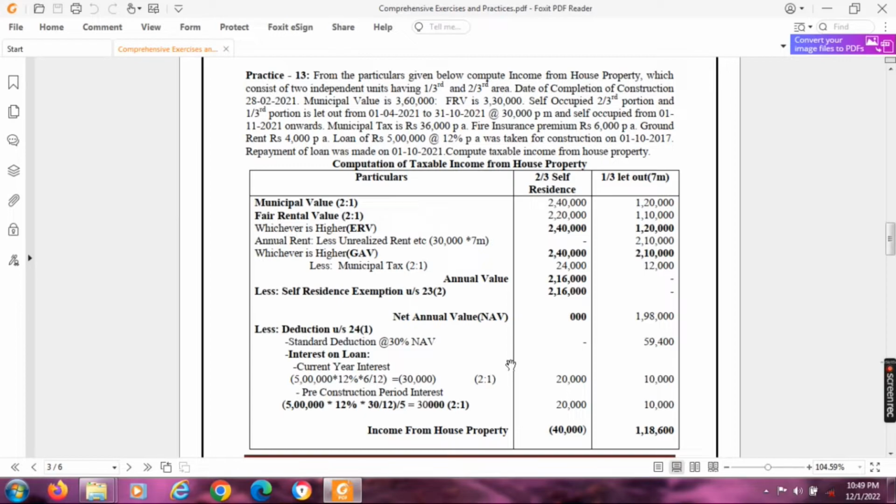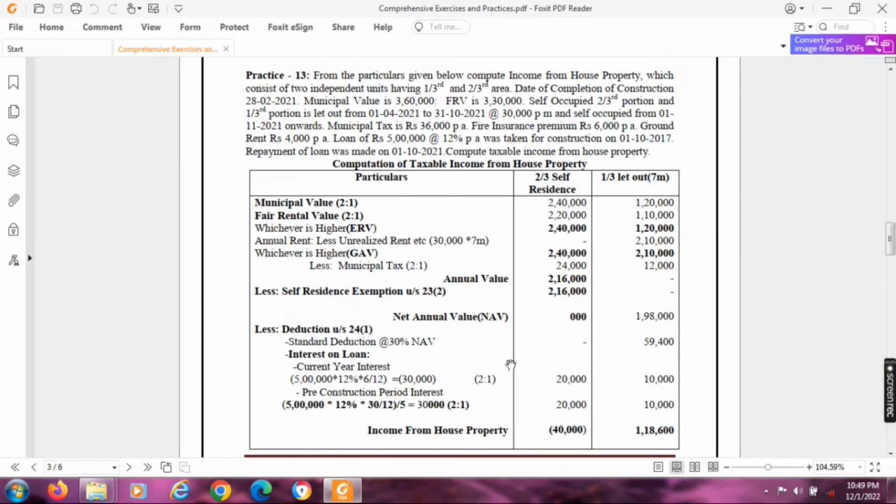Municipal value, fair rent to be shared in the ratio of 2:1 accordingly. Annual rent less unrealized rent, no. So 30,000 into 7 months, 2,10,000. So the gross annual value for the 2/3 portion is 2,40,000 and for the 1/3 portion is 2,10,000. Less municipal tax, 36,000. That should be apportioned in the ratio of 2:1. Balance the annual value for the self-residence property. 100% of the annual value was exempted for the self-residence under section 23 subsection 2. So the net annual value for the self-residence portion will be nil, and for the let-out portion is 1,98,000.